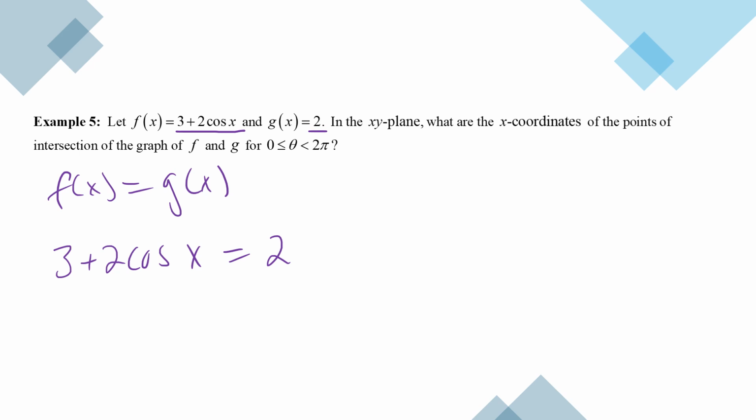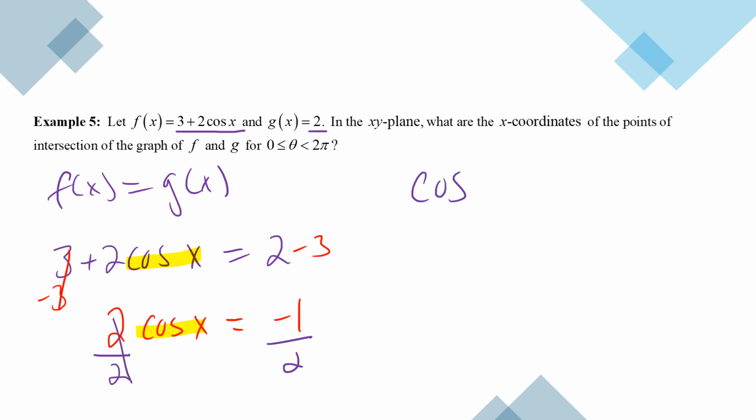So our steps are to isolate our trig. So we have to get cosine x by itself. What are the steps I'm going to take to get cosine x by itself? The first thing I'm going to do is subtract 3. Perfect. So now I've subtracted 3 and I'm left with 2 cosine x equals negative 1. Cosine x is still not by itself. So what's the next thing I need to do? Divide by 2. So now cosine x is by itself, and cosine x equals negative 1/2.